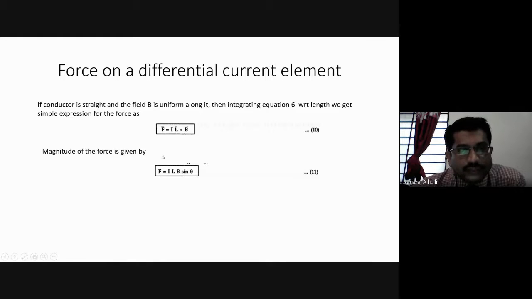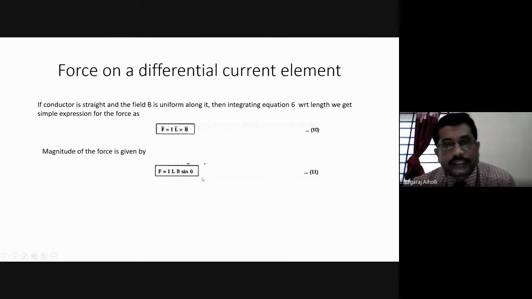Then the magnitude of the force is given by F is equal to B I L sine theta, where theta is the angle between the differential current element I dl and the magnetic field, the point where we are finding the magnitude of the magnetic force due to the differential current element, right? Considering that angle, the equation will be modified to F is equal to B I L sine theta. Okay, so this is the equation for the force on a differential current element.